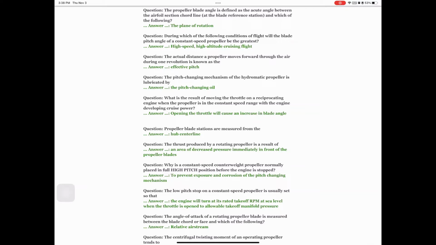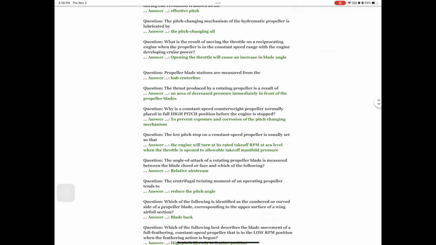Question: the low pitch stop on a constant speed propeller is usually set so that? Answer: the engine will turn at its rated takeoff RPM at sea level when the throttle is open to allowable takeoff manifold pressure. Question: the angle of attack of a rotating propeller blade is measured between the blade chord or face and which of the following? Answer: relative airstream. Question: the centrifugal twisting moment of an operating propeller tends to? Answer: reduce the pitch angle.